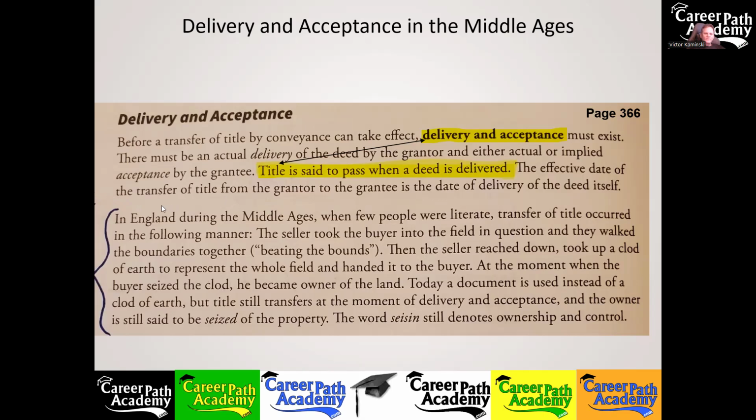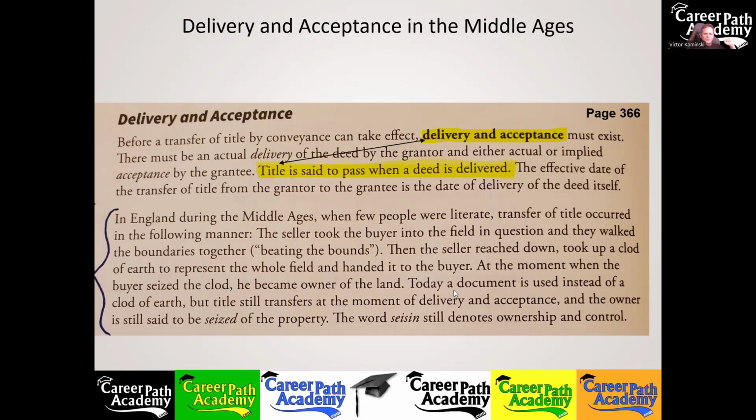Okay, so here we go. In England during the Middle Ages, when few people were literate, transfer of title occurred in the following manner. The seller took the buyer to the field in question, and they walked the boundaries. This was known as the beating of the bounds. Then the seller reached down and took a clod of earth that represented the whole field, and handed it to the buyer. At the moment when the buyer seized that clod, they became the owner of the land.